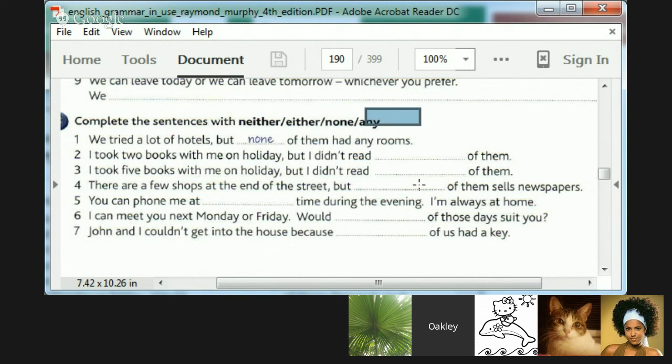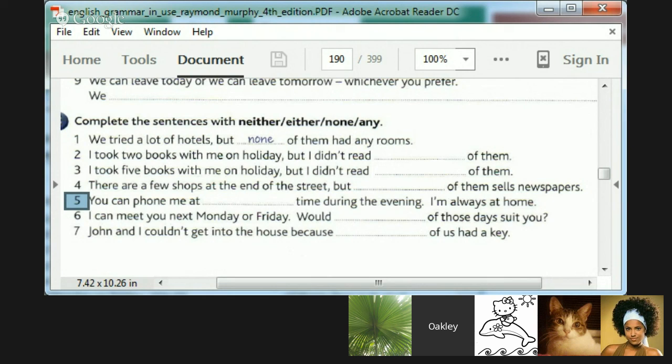Any. I didn't read any of them. That's it. Yes, it's clear. Okay. All right, I'm over time already, so who cares? This is confusing, so let's try one more time around. Heidi, number 4. There are shoe shops at the end of the street, but none of them sells newspapers. Bravo. So we're going to use none or any, and you're talking about negative, not any, so none.